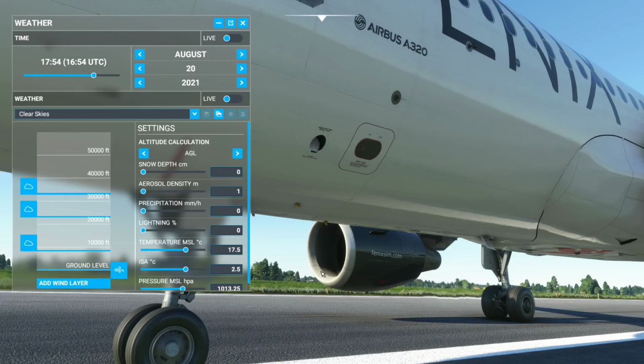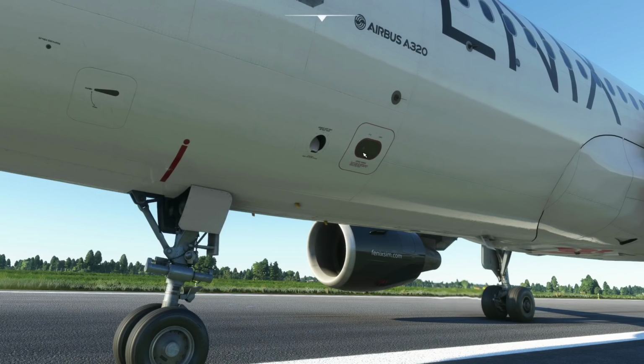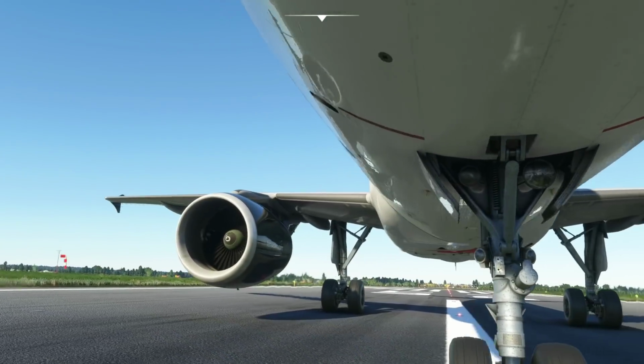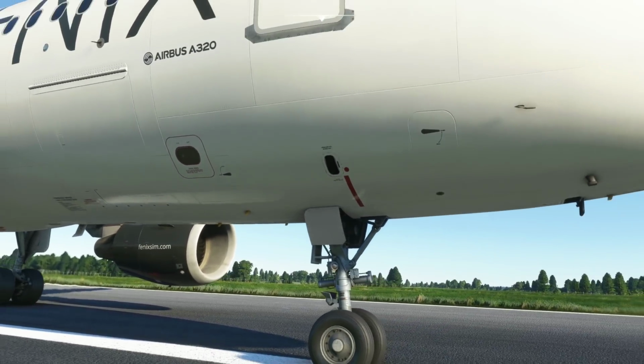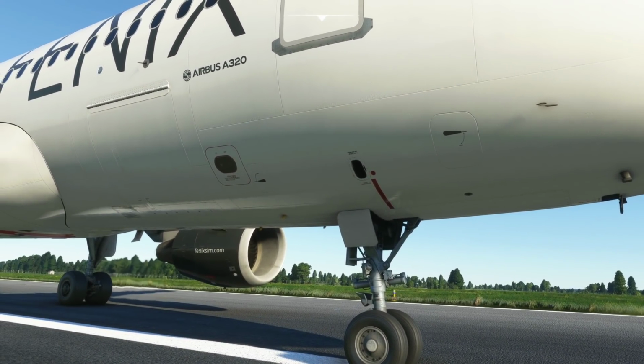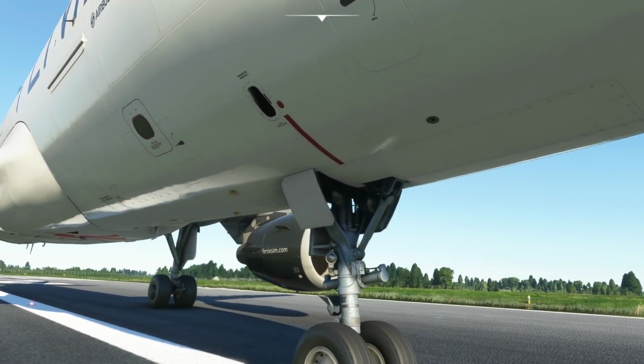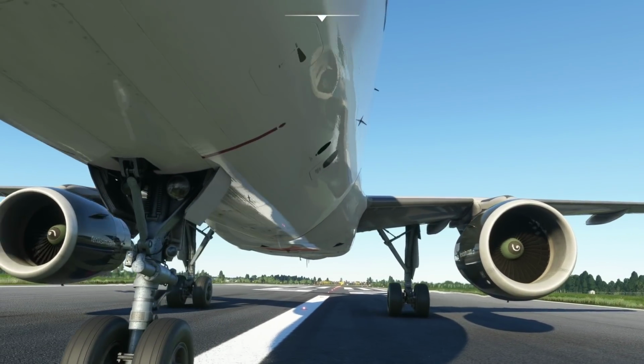So it's all part of a greater system, and that's kind of what we tried to do with this. We tried to make it all part of a greater system so that these tiny little bits of the airplane are all represented the way that they should be.